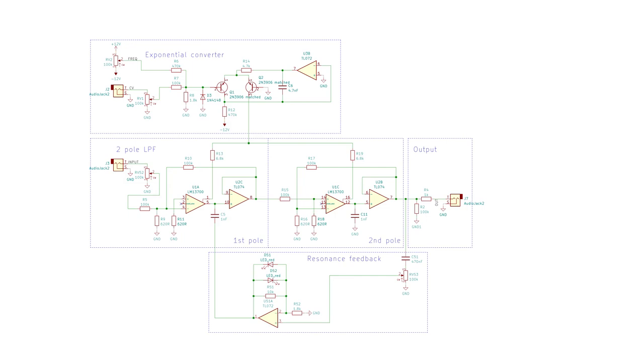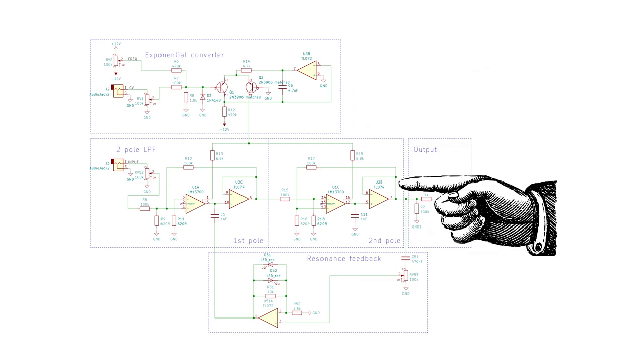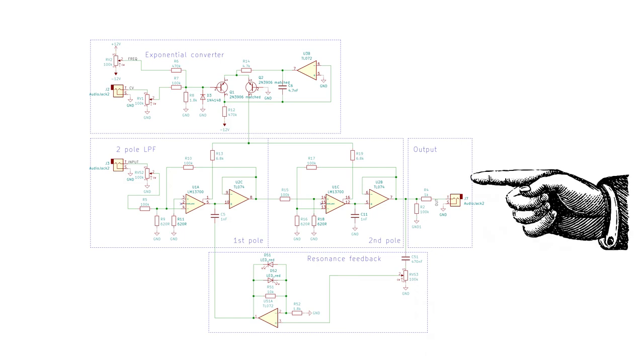And you can see that, up on the top, you've got a section labeled exponential converter. This is just the part of the circuit that takes the linear input control voltage and converts it into an exponential control current, which is what you need to get 1 volt per octave response from the filter. In the middle, you've got the filter itself, which has two sections that are more or less identical, both giving you a 6 dB per octave low pass roll off. Below that, there's a feedback loop, which gives you the resonance, and then there's the output section.